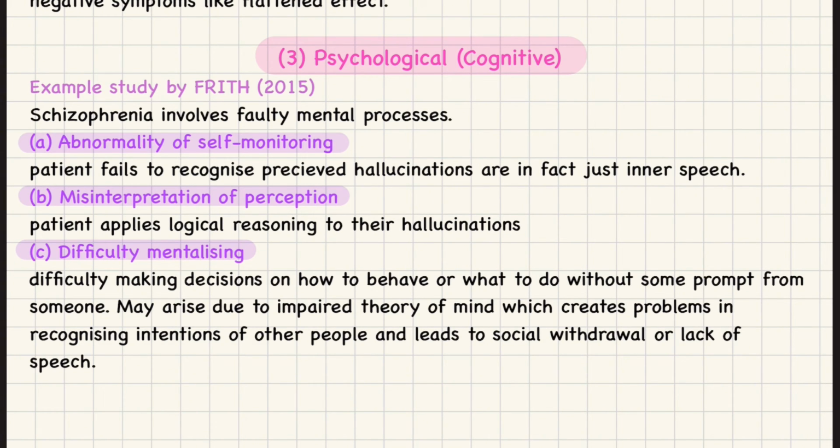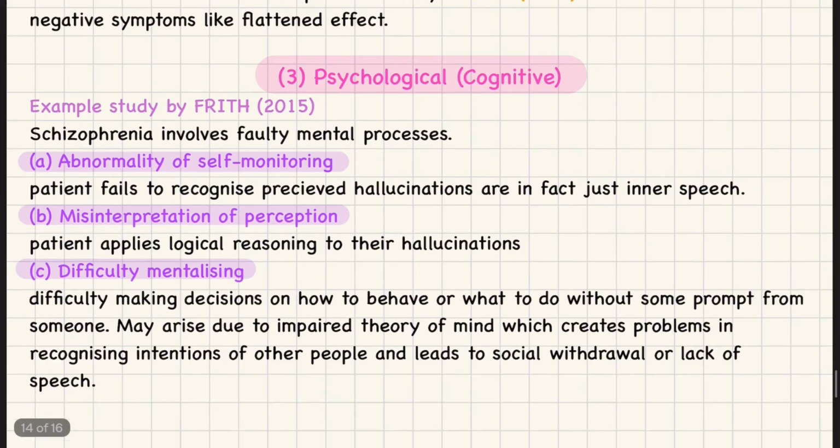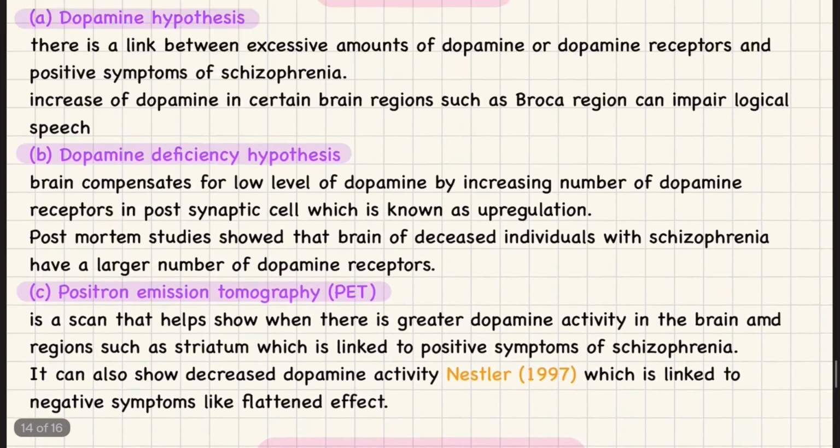And this is also a thing in schizophrenic people. They have a problem in recognizing the intentions of other people. And this leads to social withdrawal and lack of speech, which is a symptom of schizophrenia. Lack of speech and lack of movement is a symptom of schizophrenia, and so is social withdrawal, which is also linked to lack of speech. And these are all the explanations of schizophrenia.